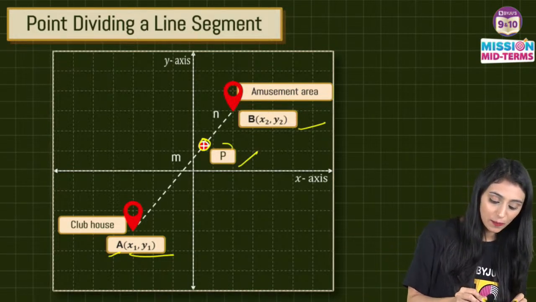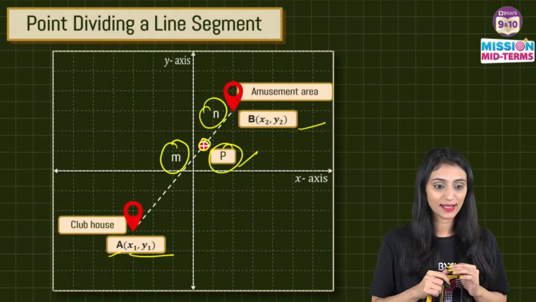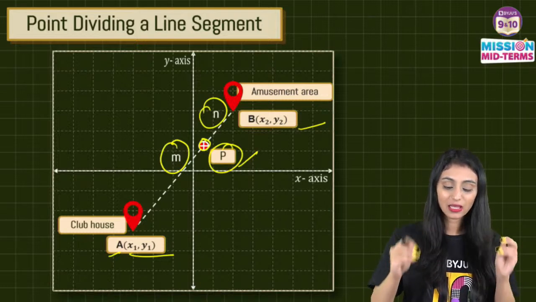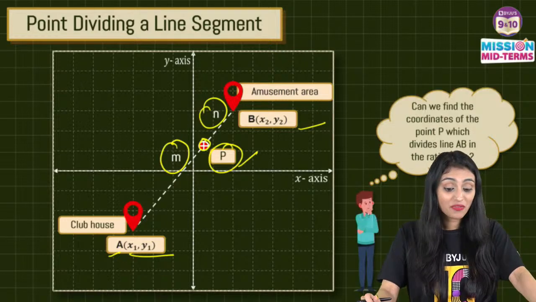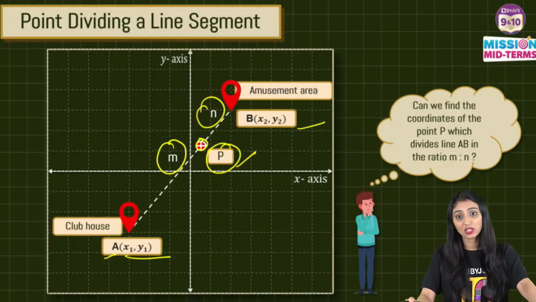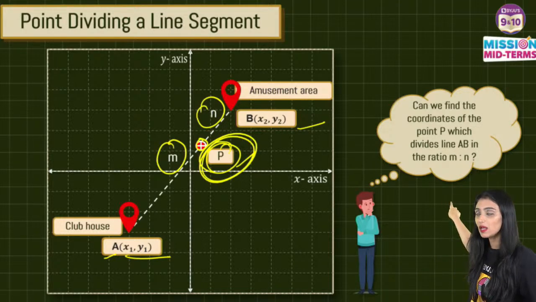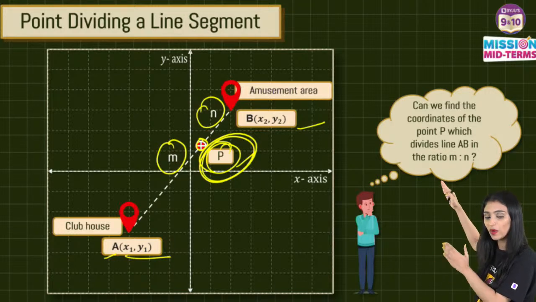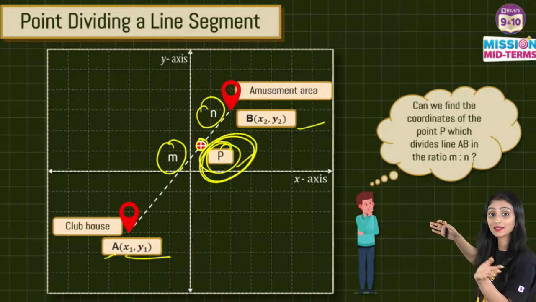So let's suppose this point P is dividing this entire line in the ratio m is to n. Yes, m/n में हमको ये divide कर रहा है. Let's say that. Now, can we find out the coordinates of the point P which divides a line AB in the ratio m/n? क्या हम इसके coordinate find out कर सकते हैं P के? Because P इस line को divide कर रहा है m/n में. Yes, math is everywhere. You can say that.